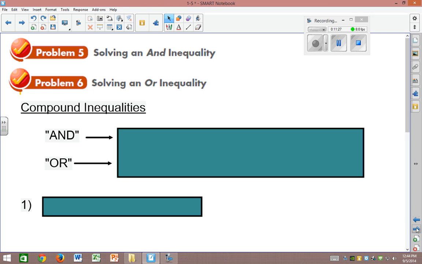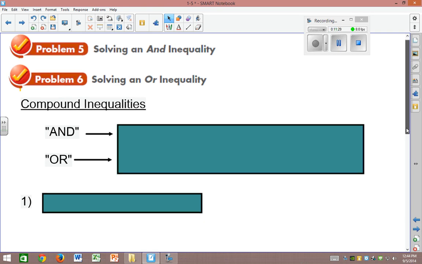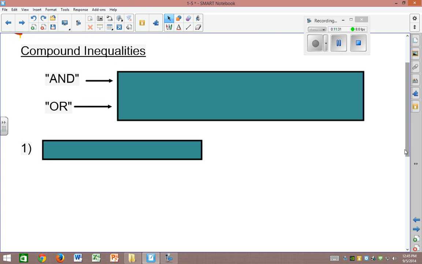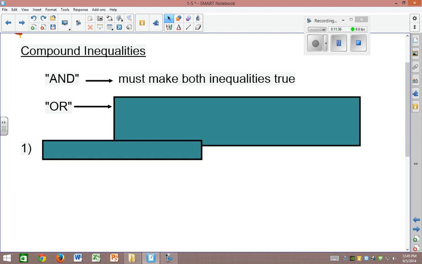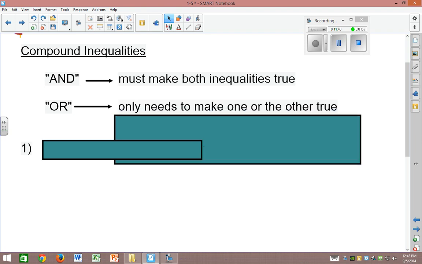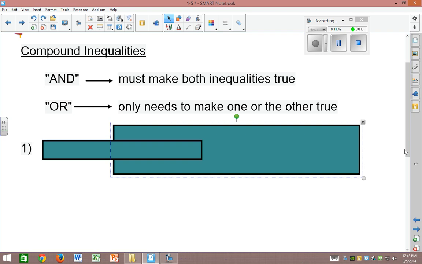Solving an and, and solving an or. Okay, we got two things going on. Compound inequalities. That means we're doing more than one thing. Yes. And means you must make both inequalities true. The or, you only make one or the other true.